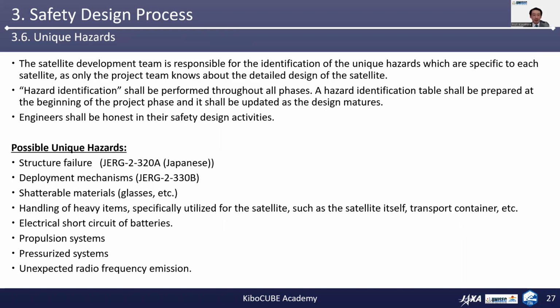Here I have an additional list of the possible unique hazards. These are structure failure, deployment mechanisms, shuttable materials, glasses, etc., handling of heavy items specifically utilized for the satellite, such as the satellite itself, transport container, etc., electrical short circuit of batteries, propulsion systems, pressurized systems, unexpected radio frequency emissions, and so forth.